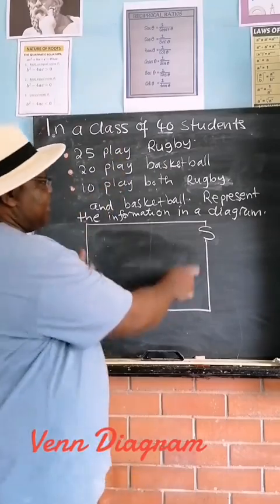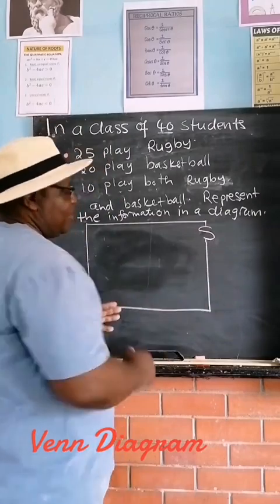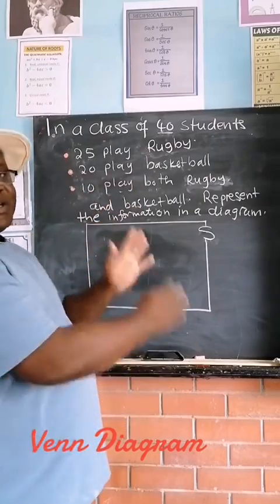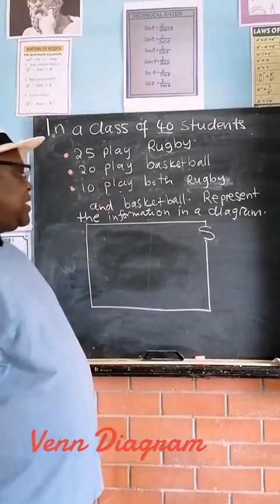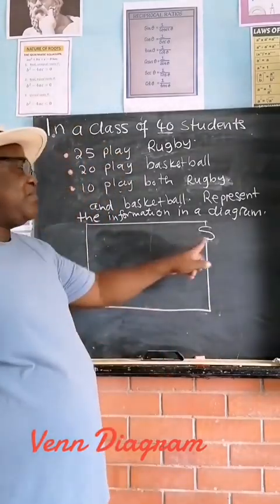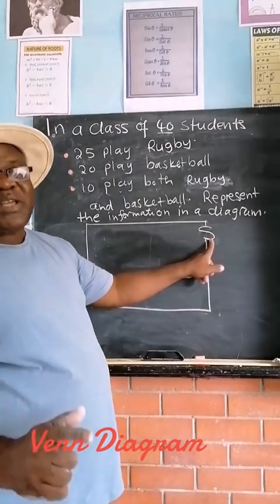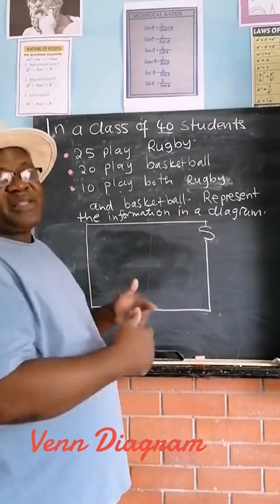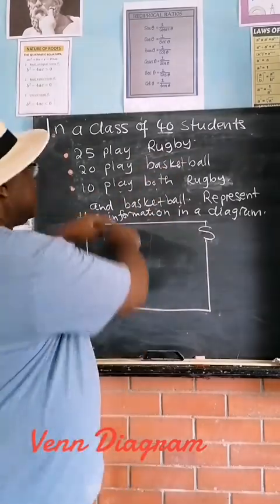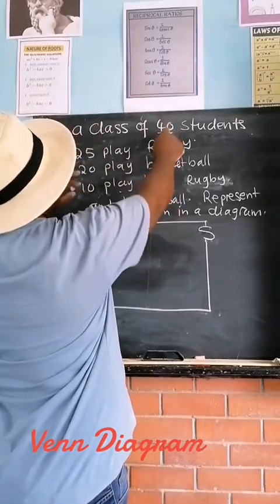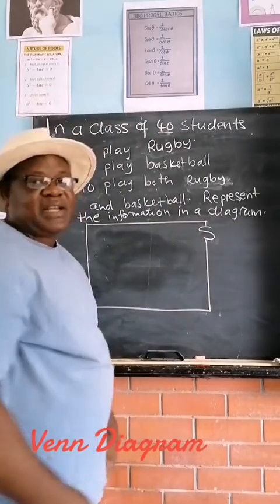The Venn diagram, this diagram called the Venn diagram, will assist us to allocate each of the numbers in the appropriate space. So I'm going to create a rectangle which represents my sample space. Sample space refers to the totality of elements under study. So everyone in this class will be inside that rectangle.